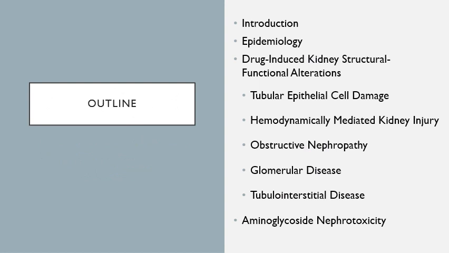This is the outline of the lecture, in which firstly we will be having an introduction to drug-induced kidney diseases. Then we will be discussing its epidemiology. Then drug-induced kidney structural and functional alterations, and we will be going into the details of these structural and functional alterations. And finally, we will be discussing in detail the aminoglycoside nephrotoxicity.